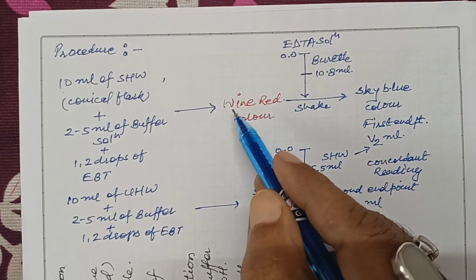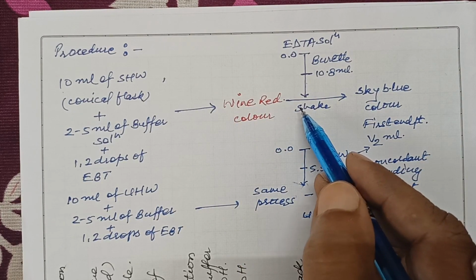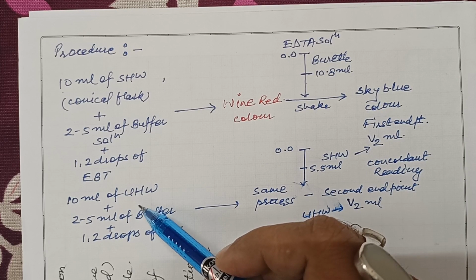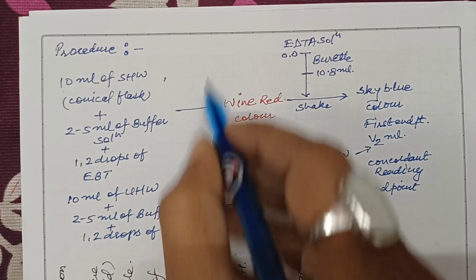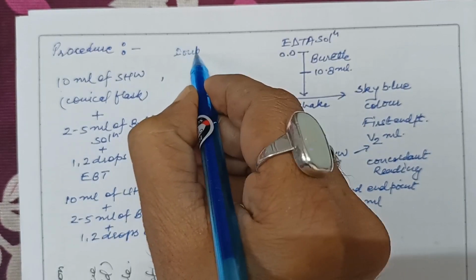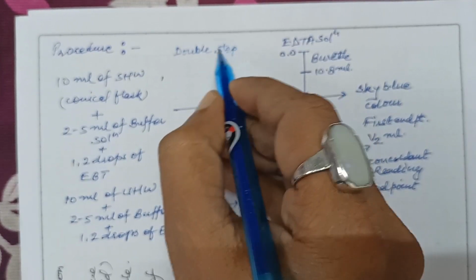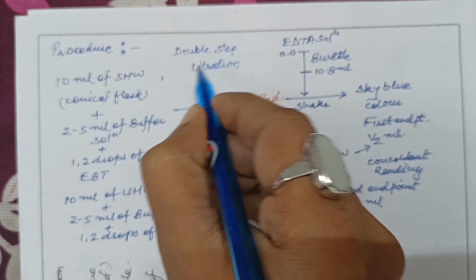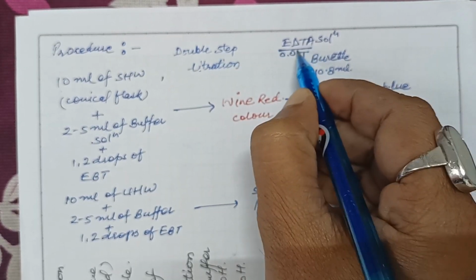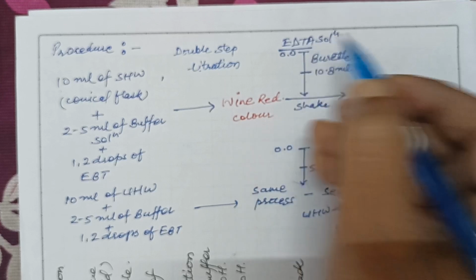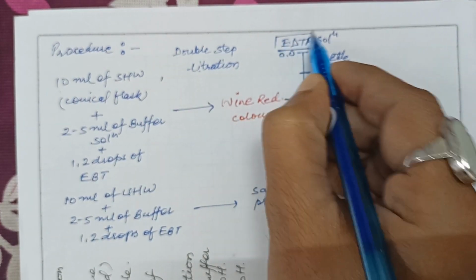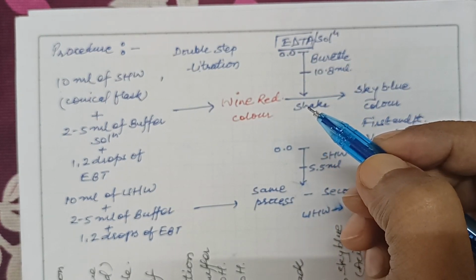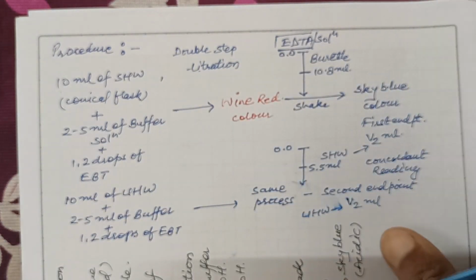Particularly in this experiment, we titrate the two solutions, standard hard water and unknown hard water. So it is called the double step titration. Here the EDTA solution remains the same and it is filled in the burette. Okay, so this is the procedure.